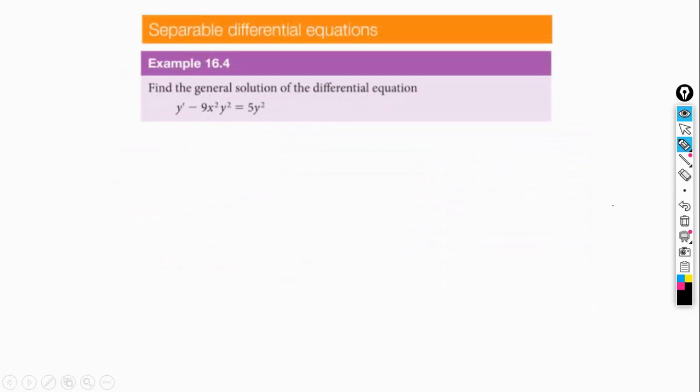So let's continue with other cases of separable differential equations, specifically example 16.4. And it says, find the general solution of the differential equation, derivative of y minus 9x squared y squared is equal to 5y squared. So instead of y prime, let's write the derivative as dy over dx, and let's rearrange. This equals 5y squared plus 9x squared y squared.